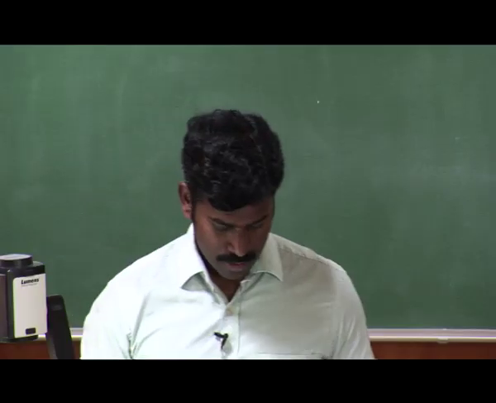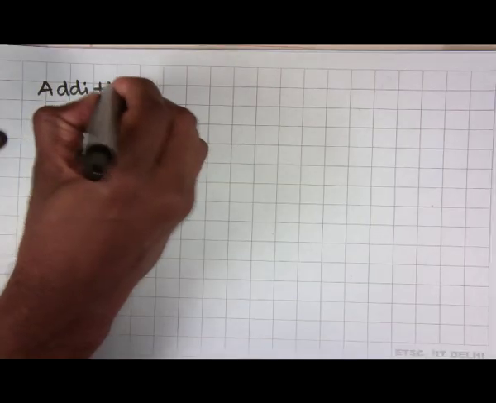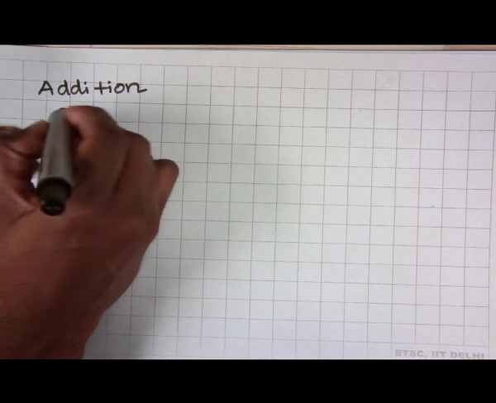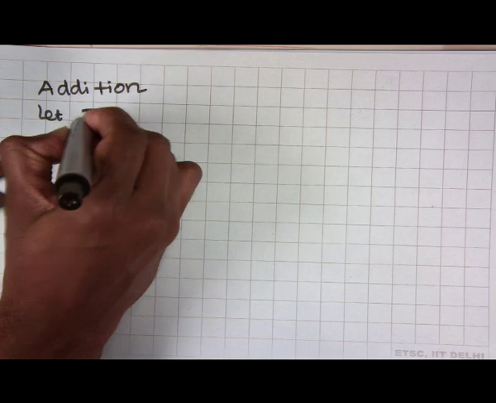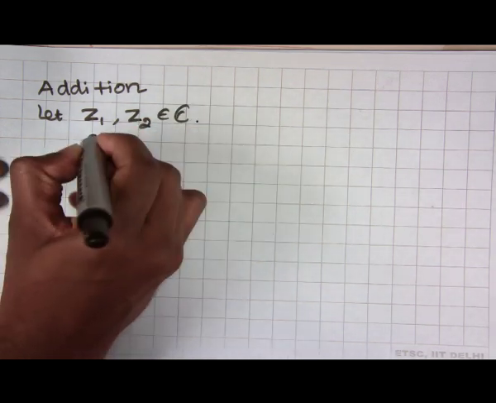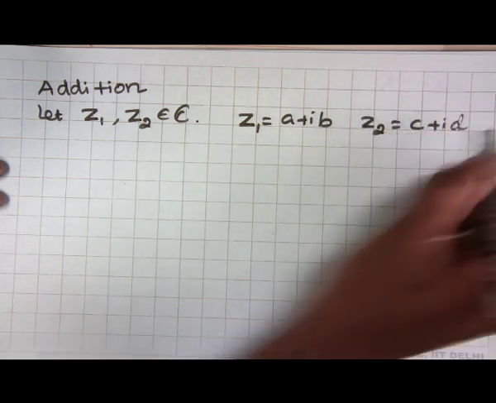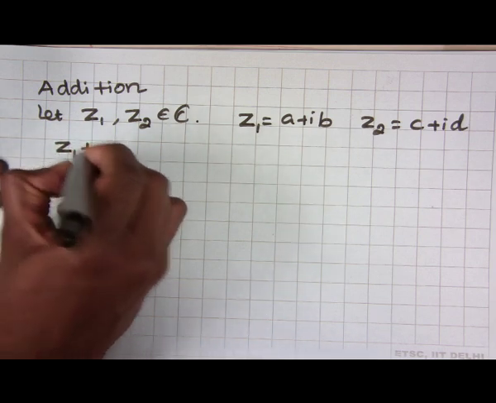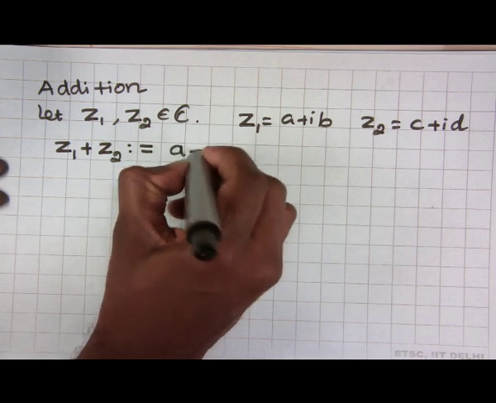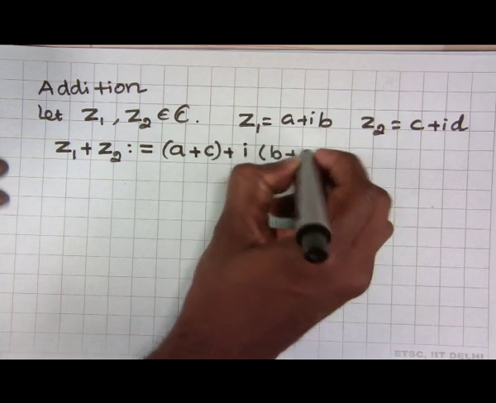Let us introduce some basic algebraic operations on complex numbers. First, let us introduce the addition. Let z1 and z2 be complex numbers, say z1 is a + ib and z2 is c + id. Then the addition z1 + z2 is defined as component wise addition, that is (a + c) + i(b + d).